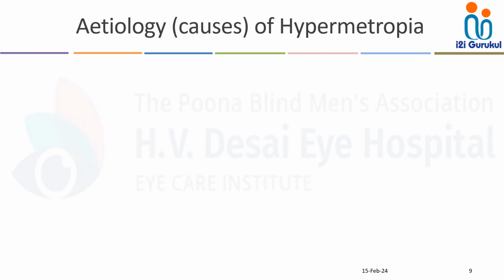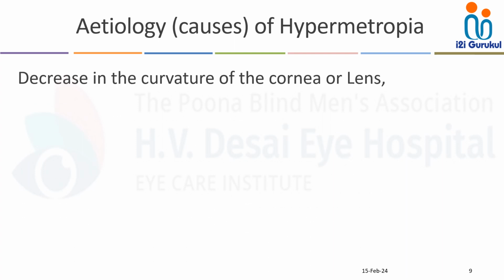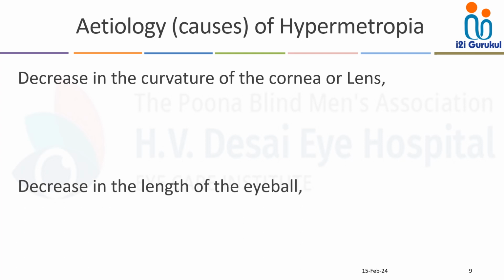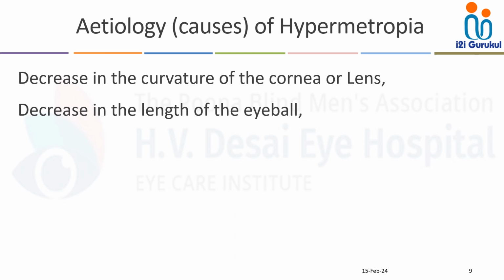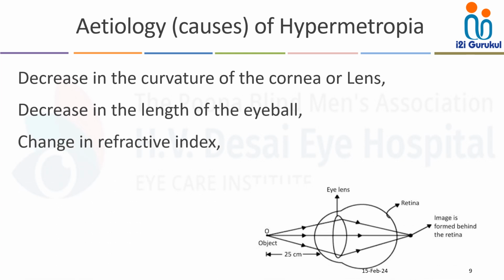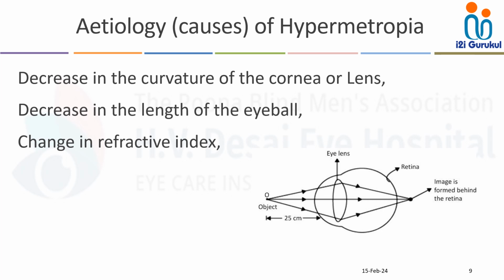So moving towards the causes of hypermetropia. The first is decreased curvature of the cornea or lens. The second is decreased axial length of the eyeball, which can also lead to hypermetropia. And the third is a change in the refractive index. So these are the causes of hypermetropia.